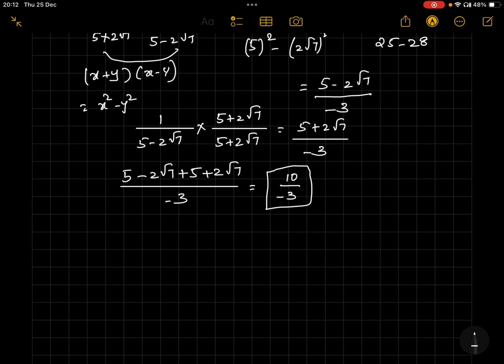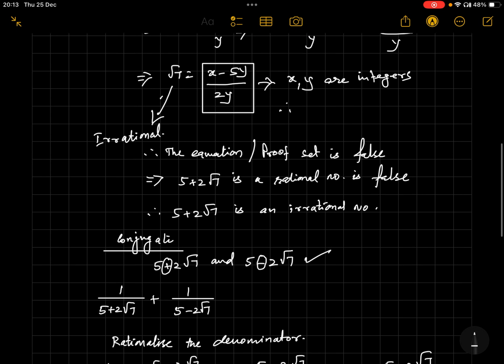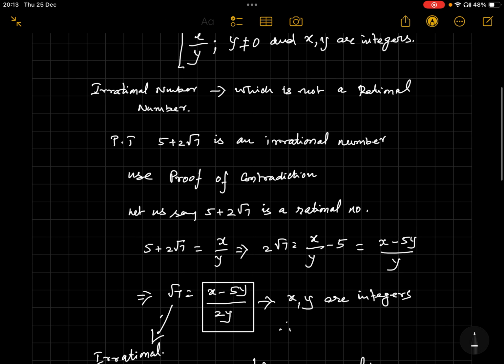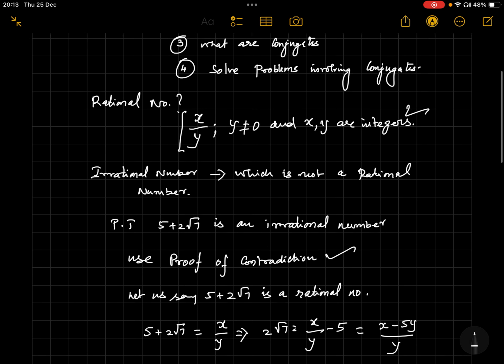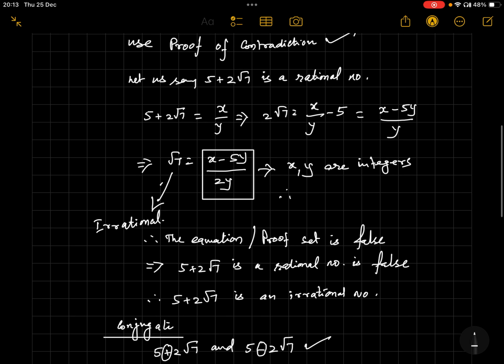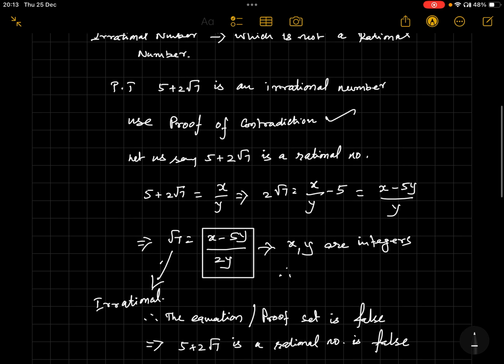Hope you have now understood what a conjugate is, how to deal with conjugates, what an irrational number is, its definition, and how to prove a number irrational using proof by contradiction. This question invariably appears in all 10th class board exams, so please prepare and practice. Always try to rationalize the denominator whenever an irrational number is in the denominator. That's the thumb rule. Practice more and more questions.